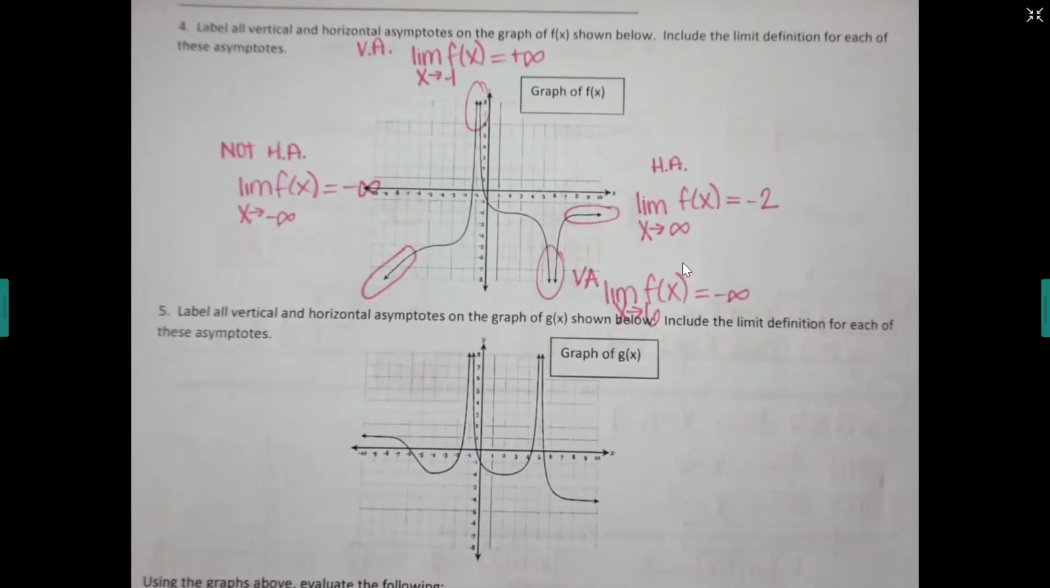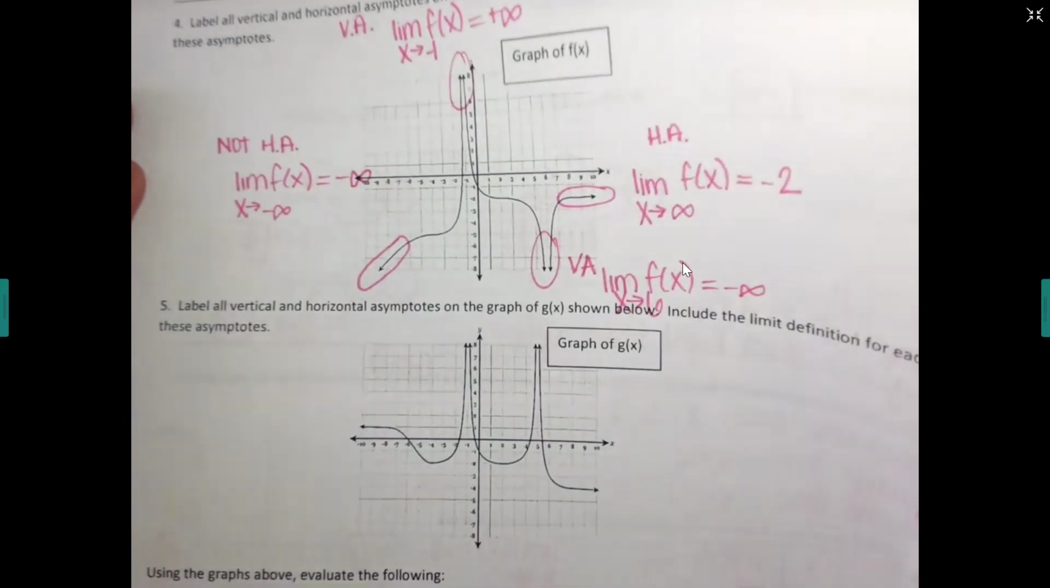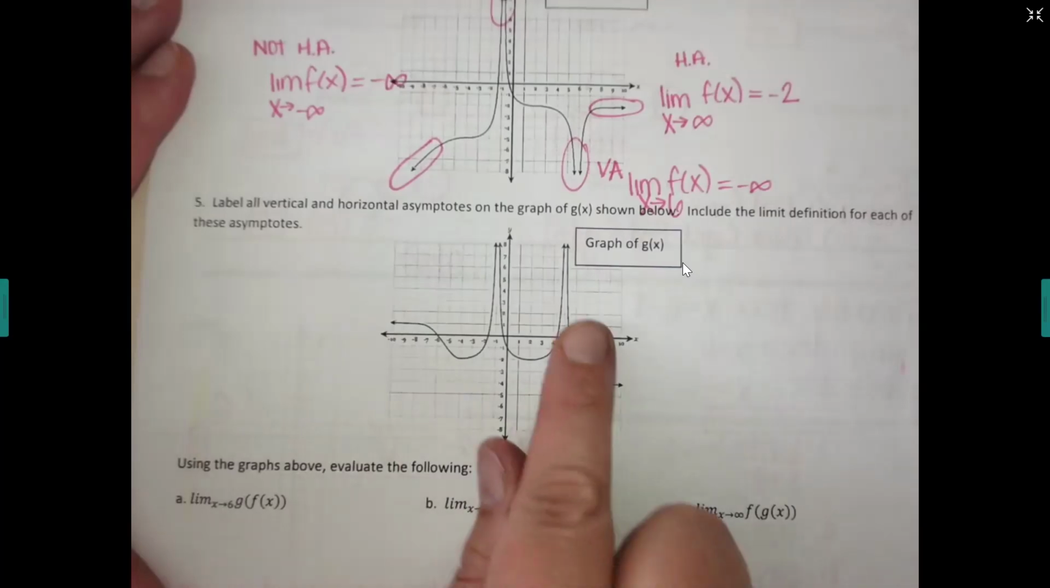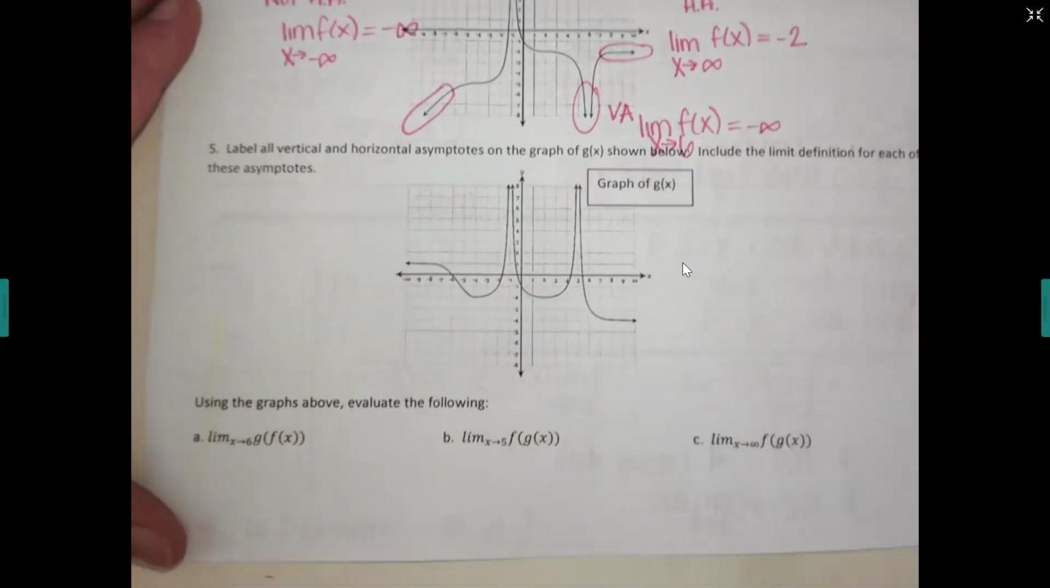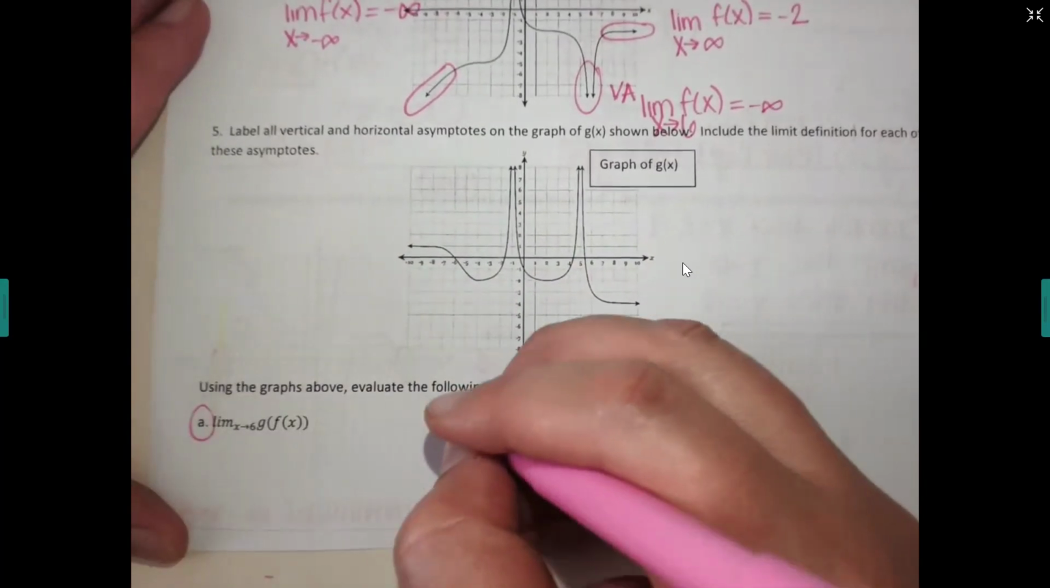Okay, so when you get your quiz back, look at how you did on that overall. That was a pretty positive result that most people got. All right, what I want you to do now is try this graph, do your limits, and then try these 3 questions right here.